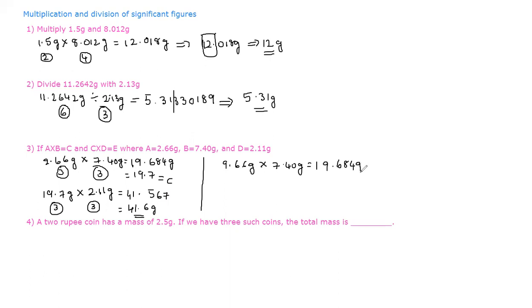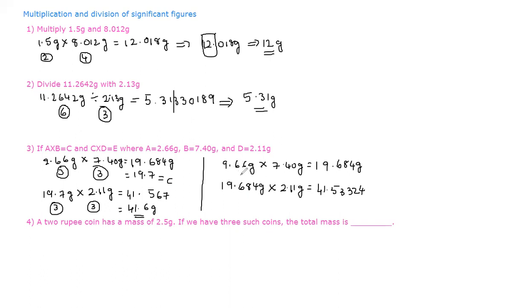We will get 19.684 grams. But here I'm not rounding off; instead I'm taking this number directly as C without rounding off. So 19.684 grams, which is C, into D. D is 2.11 grams. Now after we multiply, we will get 41.5332.